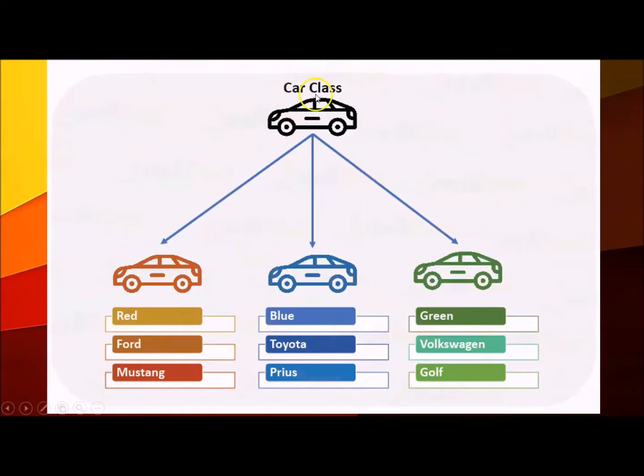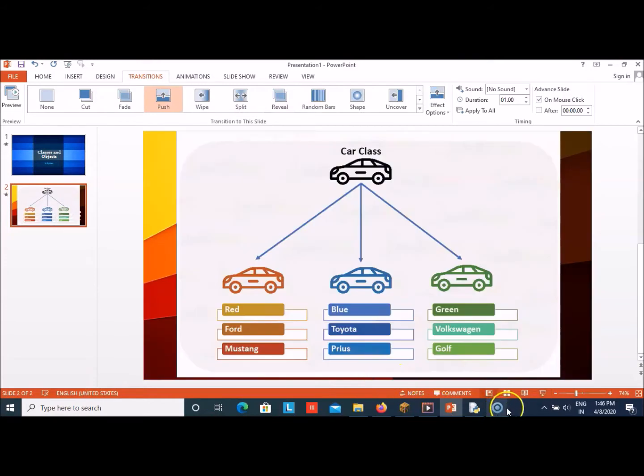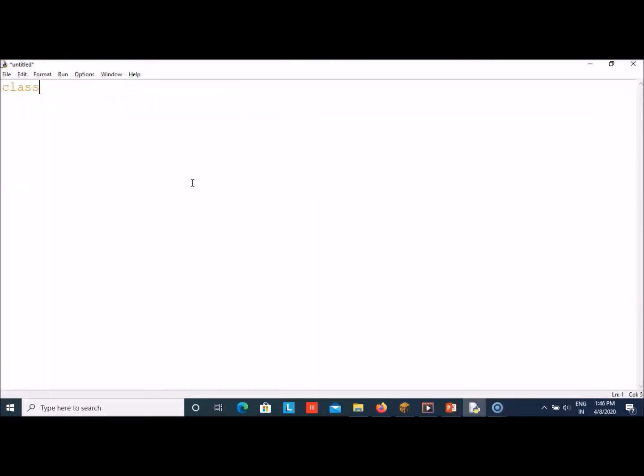For example, this is a car class. If I have to divide it, I'll divide it on the basis of colors like red, blue and green, and then the names like Ford, Mustang, Toyota and others. So let us start. I'll give the name class. If I'm making a class of employees of some companies, I'll write class Employees colon, and then I have to define it.